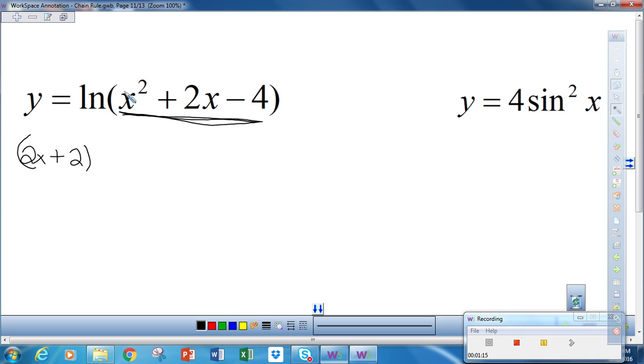And the derivative of the natural log, so we want to look at this as if it's u. So if u is equal to x squared plus 2x minus 4, then we have the natural log of u. So the derivative of the natural log of u is 1 over u, but u is x squared plus 2x minus 4.